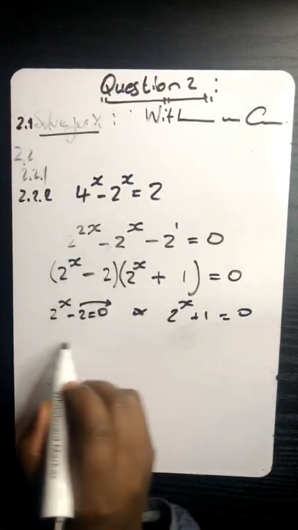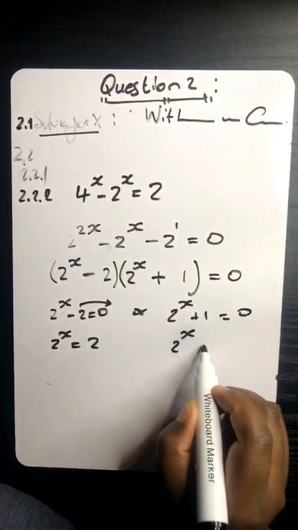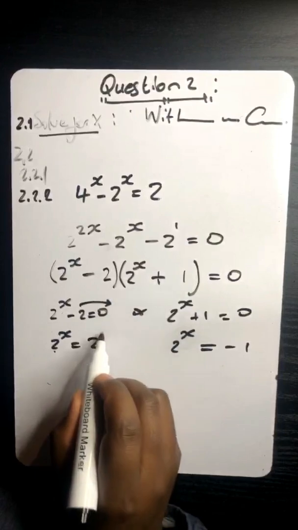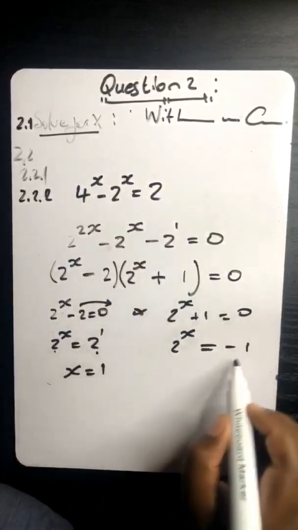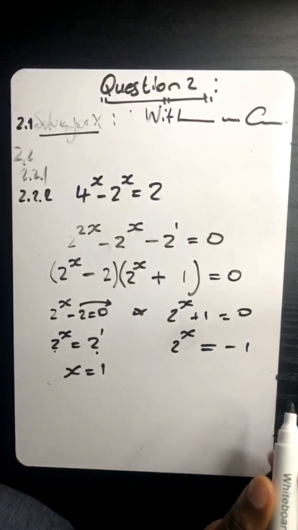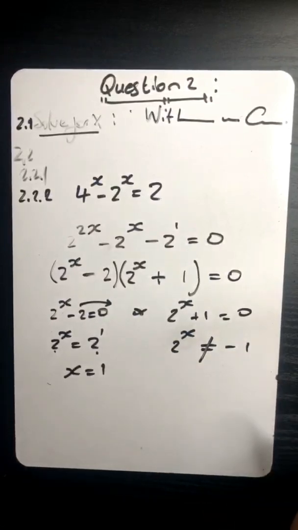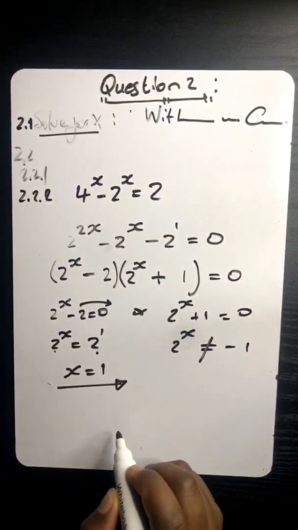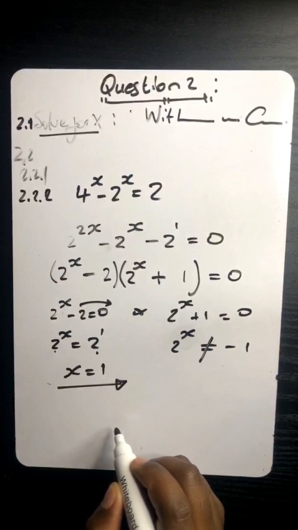Let's work out this one. Take it to the other side, and then you have that. This one will just be negative 1. Can you see? Same bases, invisible 1 over there, meaning x is equal to 1. But this one, because of that negative, you cannot further work it out, which means 2 to the exponent x cannot be equal to negative 1. This should be the end of it, Bantu Bakiti.